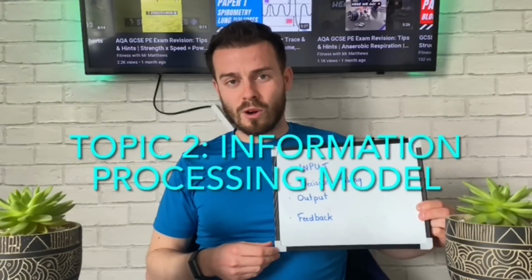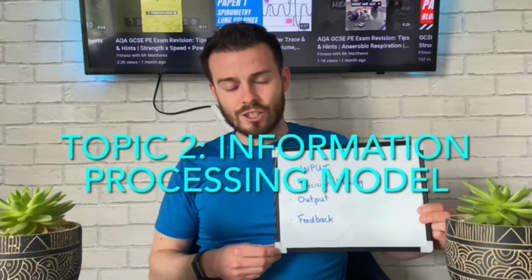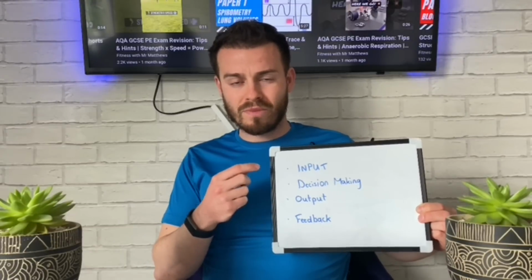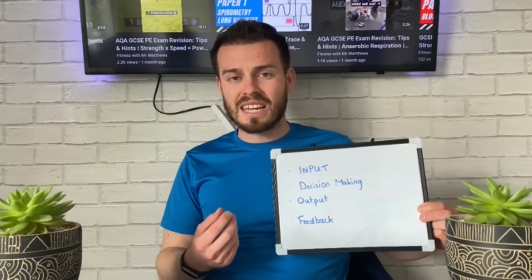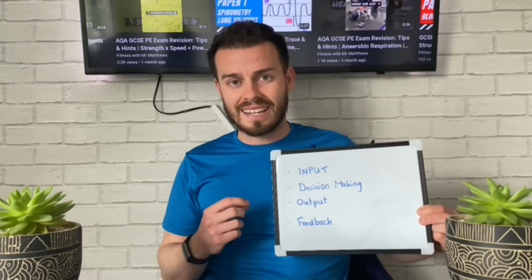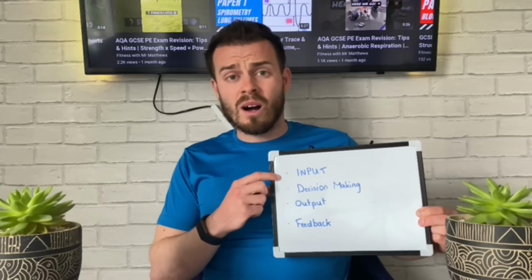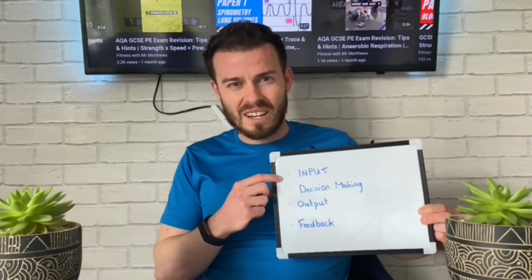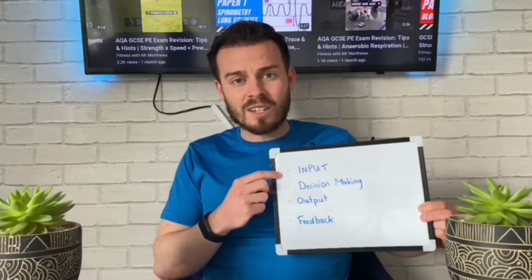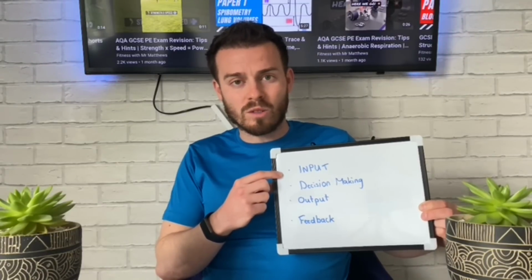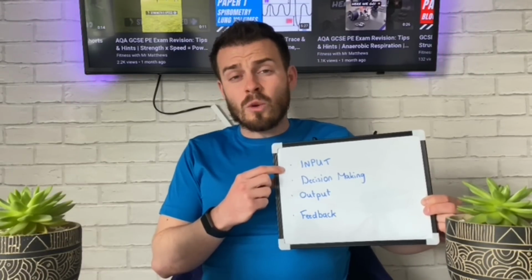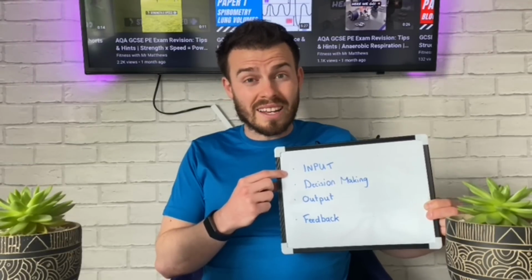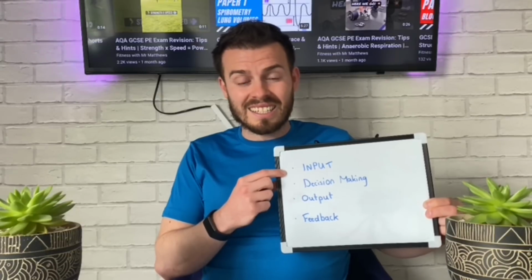The information processing model is a 4-stage model. Let's begin with input. So input is all about our senses, what information we take in from our surroundings. So if I put myself in a game of tennis and my opponent sends a forehand volley to my right hand side, it involves me looking at the tennis ball and recognizing that the ball is moving towards my right hand side, and taking into account information about the speed of the ball, the flight, the position it's likely to land, and so on.